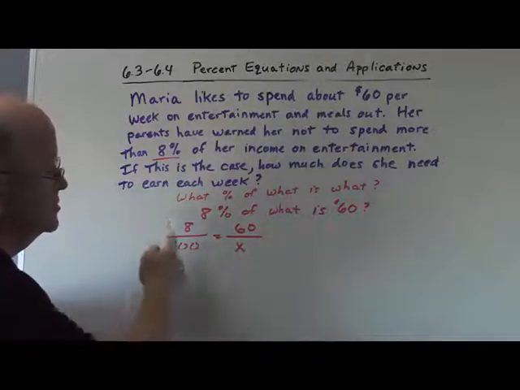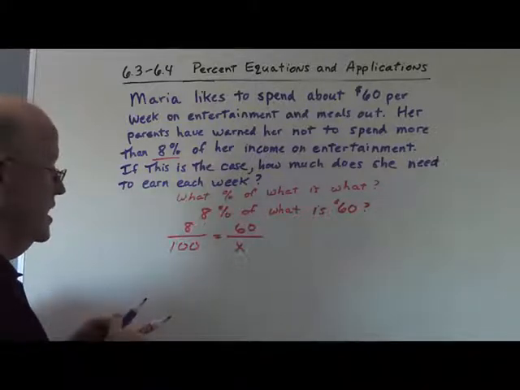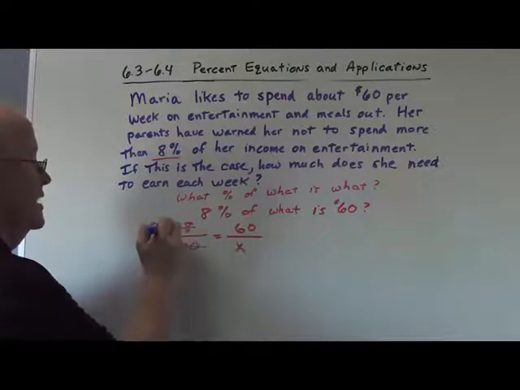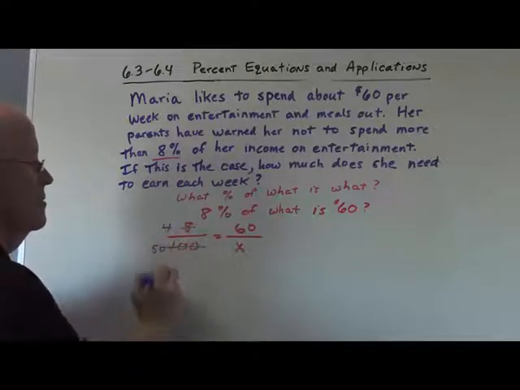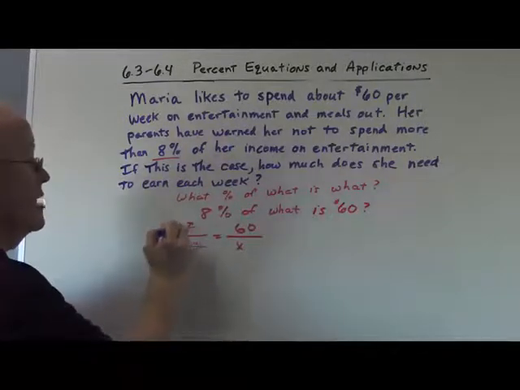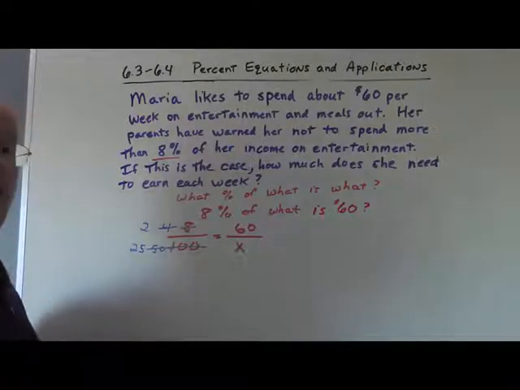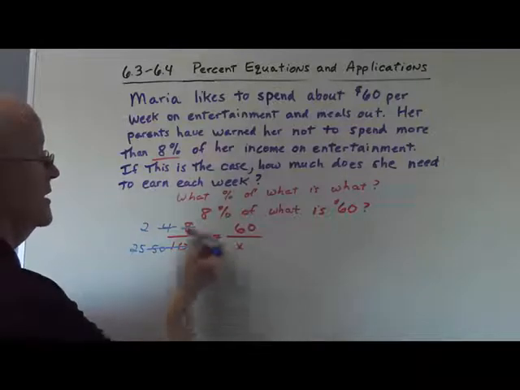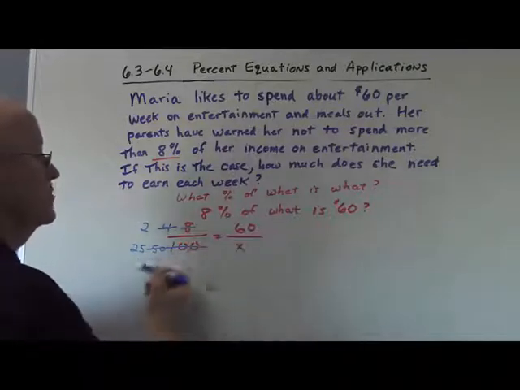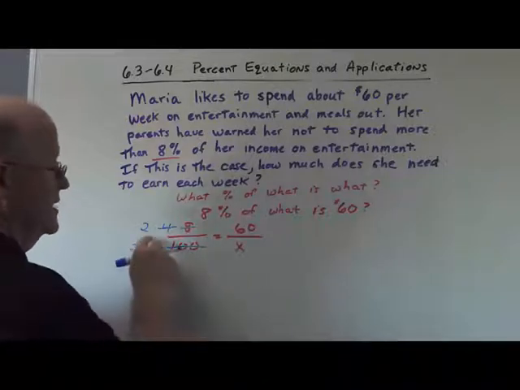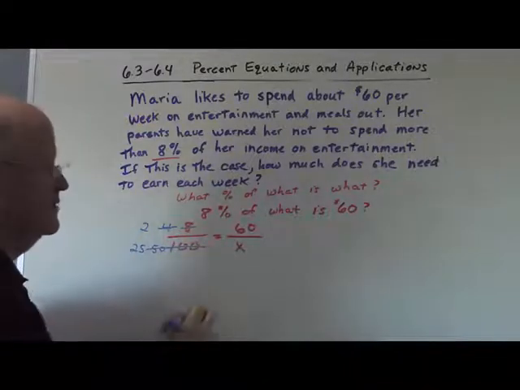Now, I'm going to reduce the 8 over 100 first. I notice they're both even, and we can divide by 2 over 2 and get 4 over 50. But I could divide again to make the number smaller and have 2 over 25. Now I could cross multiply. One diagonal would be 2x, the other diagonal would be 25 times 60. Or I could look at this and say, hey, 2 goes into 60 30 times.